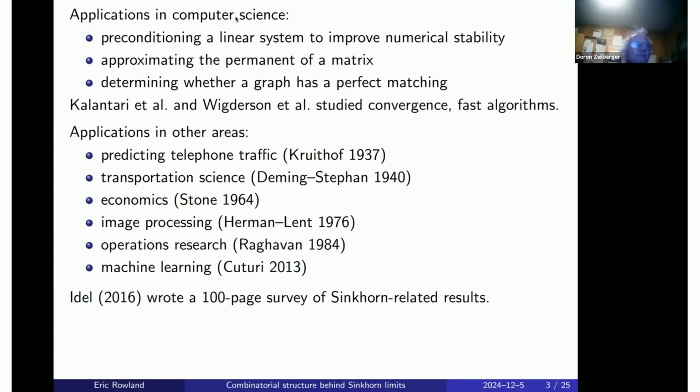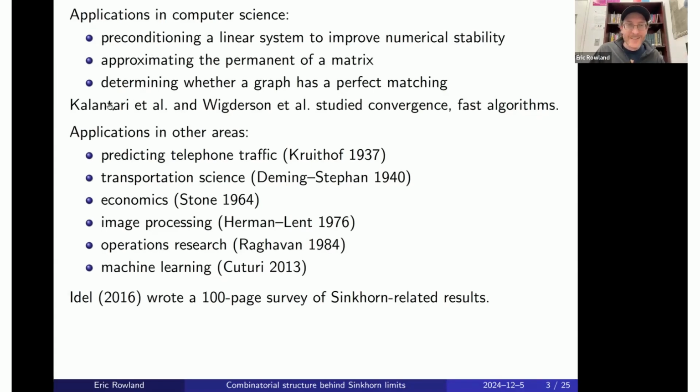And there's this amazing 100-page survey article from 2016 that's on the arXiv that covers the entire history of Sinkhorn-related results and all sorts of generalizations and abstractions. And so I refer you to that for much more information. But it has applications in computer science.